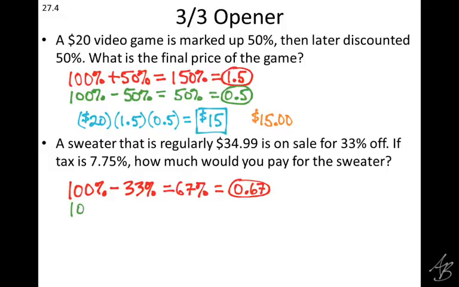Start at 100% again and add 7.75%. That gives us 107.75%. And then we change that to a decimal, move the decimal 2 places to the left, and we get 1.0775.